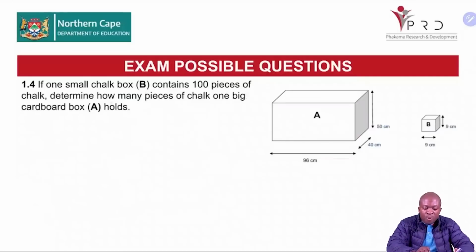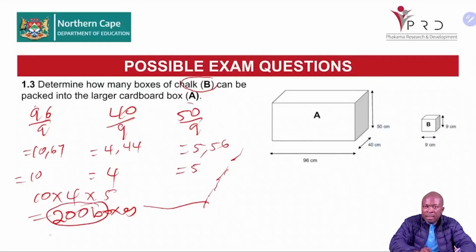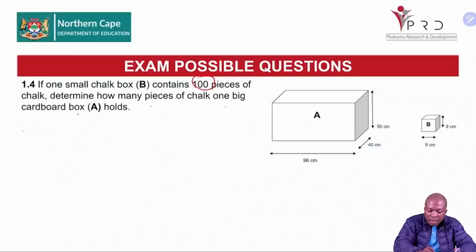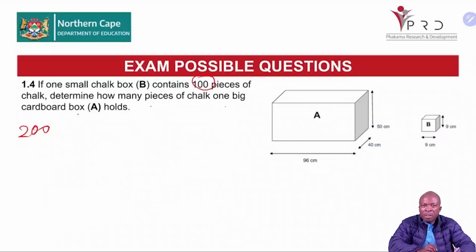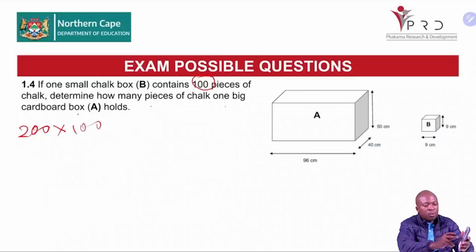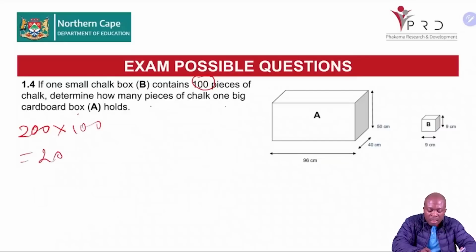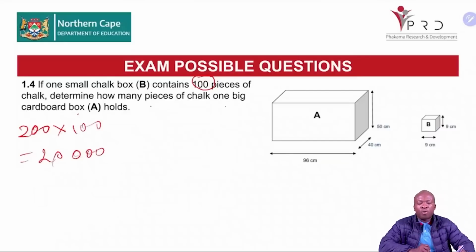All right, if one small chalk box contains 100 pieces of chalk, determine how many pieces of chalk one big cardboard box holds. Remember your previous answer. Let's go back. You managed to have 200 there. So they are saying there are 200 boxes there. Each box, how many chalks are in there? 100. So we are going to say times 100. So your answer which you got, you just multiply it by 100, and that will give you 20,000 pieces of chalk. That is it. For whatever the marks, you are done.